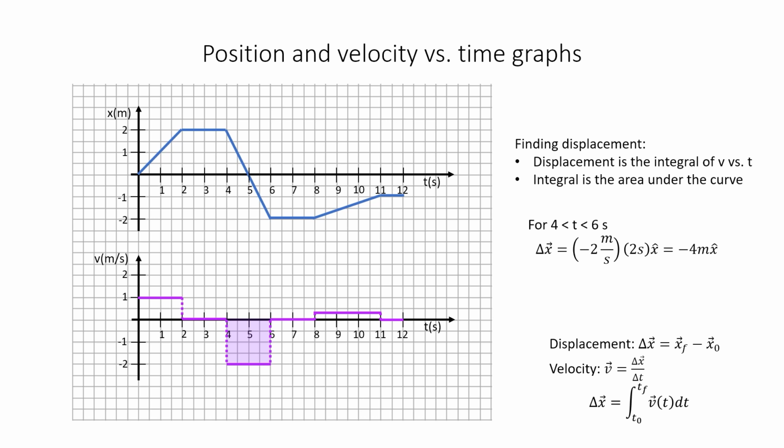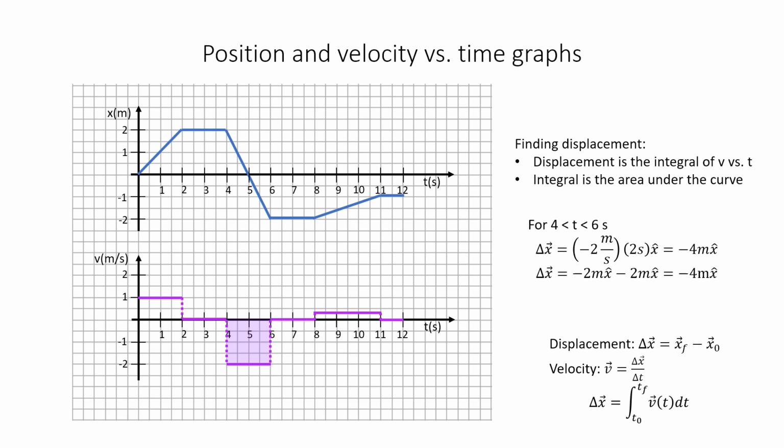We can do a similar thing if the velocity is negative, as it is between 4 and 6 seconds. If we have the velocity curve, we can find the area under the curve, and that will give us our total displacement over that time increment. So we see for between 4 and 6 seconds, we have a velocity of negative 2 meters per second. That lasts for 2 seconds, and that gives us minus 2 meters per second times 2 seconds, which is minus 4 meters.